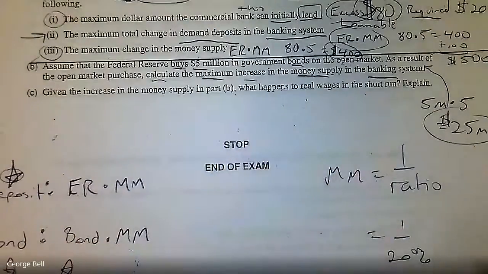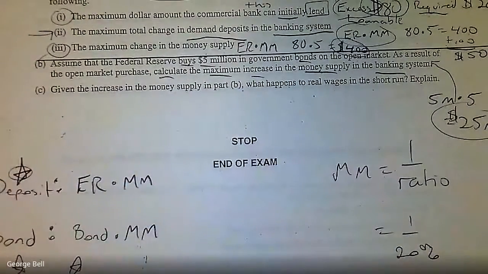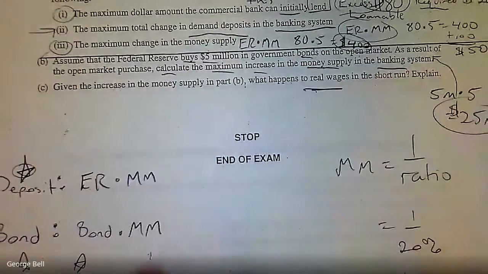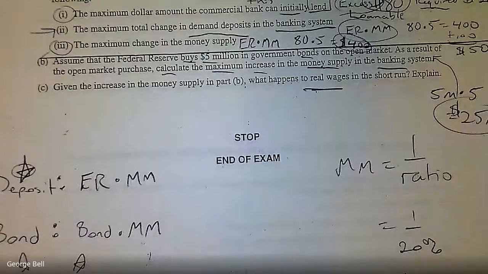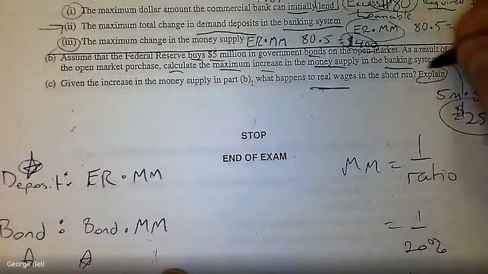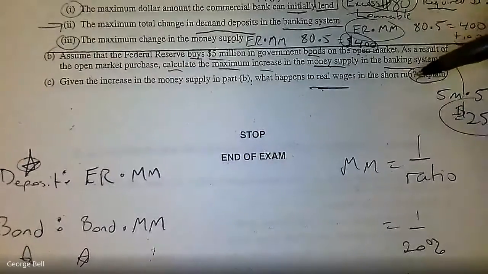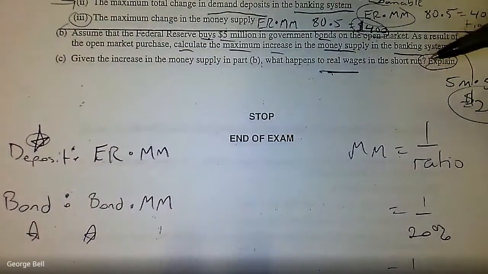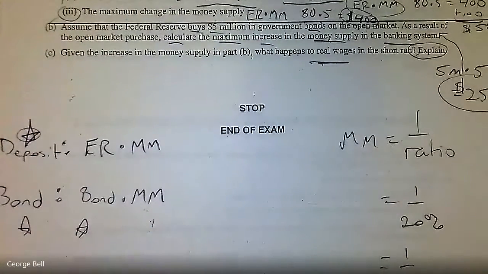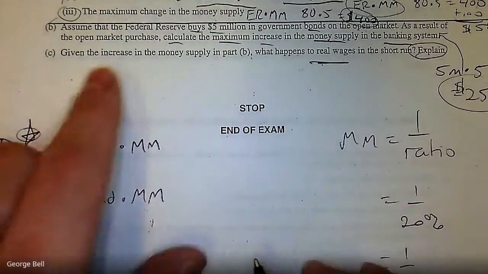And then finally, letter C says, given the increase in the money supply in part B, what happens to real wages in the short run? Okay, in order to do this, and they do say explain, this is an application question. So this is more than vocabulary. And of this list, this is the hardest part, there's no doubt. In order to do this, we have to remember, given the increase in money supply.